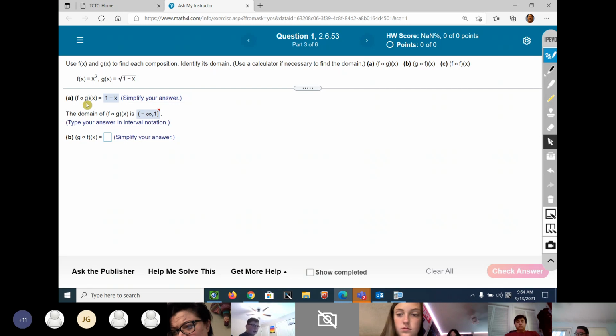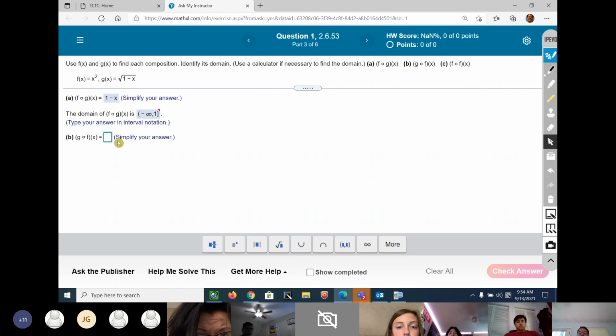F composed of G is 1 minus x. For G composed of F, you can plug anything you want into that, but it's under the radical, so you can't have a negative. So that means everything greater than or equal to 1, or negative infinity, that's less than, sorry. This one, I would probably get the square root of 1 minus x squared.